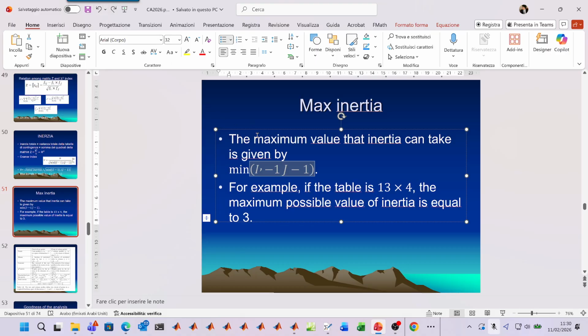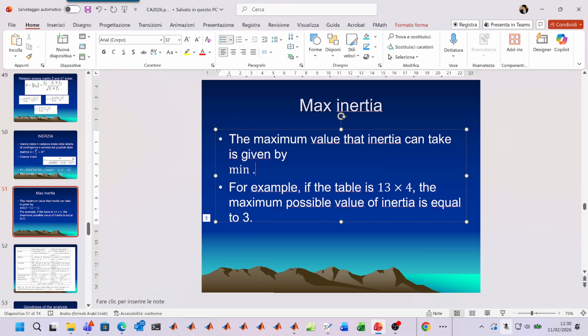No. Here there is, why has this comma remained here? No.